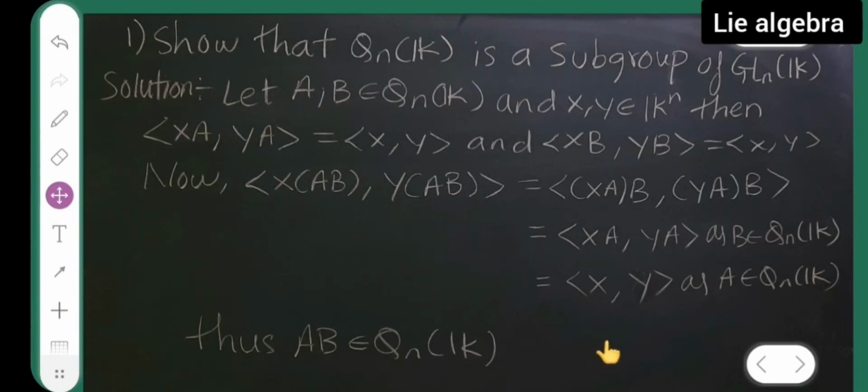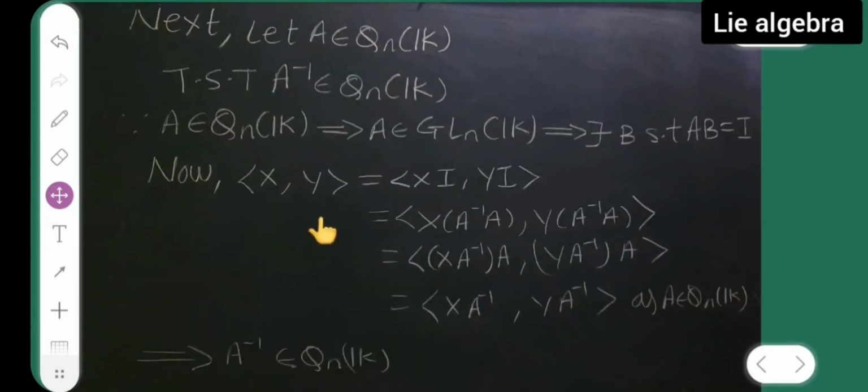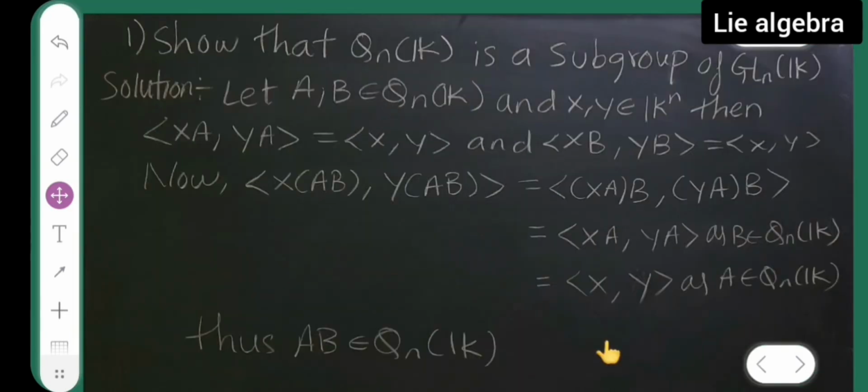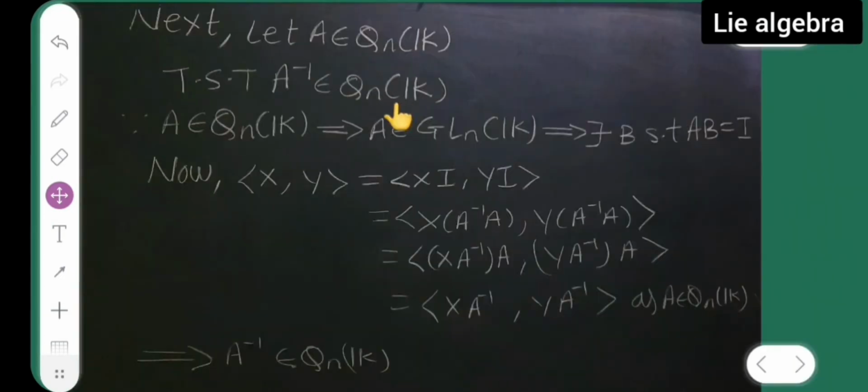Next I have to show that my A inverse belongs to Qn of K. So next, let A belong to Qn of K. Now I have to show that A inverse belongs to Qn of K. Since A belongs to Qn of K, it implies A belongs to Gln of K, which implies there exists B such that AB is equal to I. Now the inner product of x comma y is equal to the inner product of xI comma yI. Now I is nothing but A inverse A.